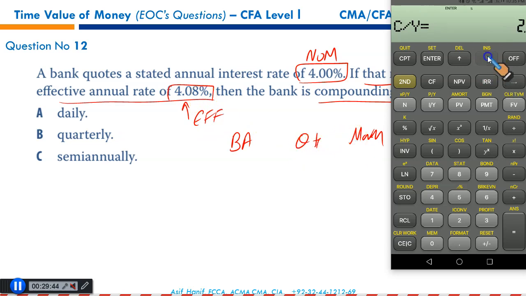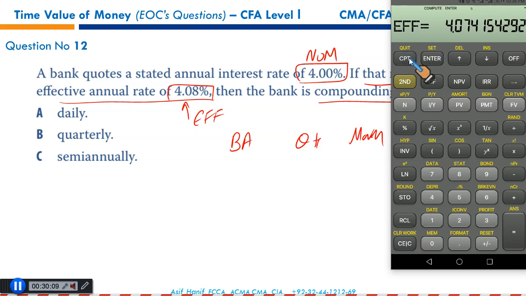Let us do it quarterly. For quarter, the compounding per period would be 4. Enter, up. Effective rate would be 4.06. Still not. It means it's not even the quarter compounding. Let's move on to the monthly basis. Just for the sake of understanding, monthly compounding means the compounding period would be 12. Enter. Up.